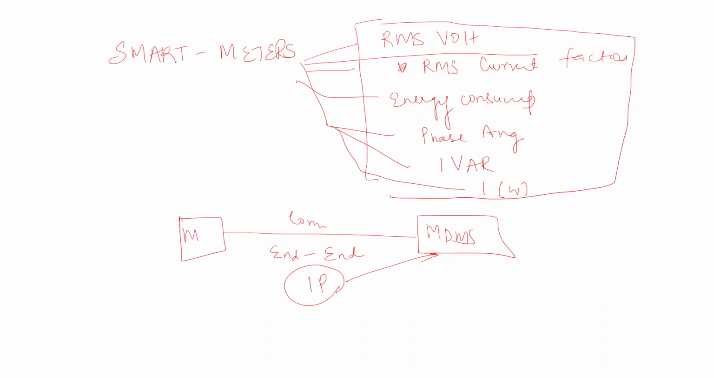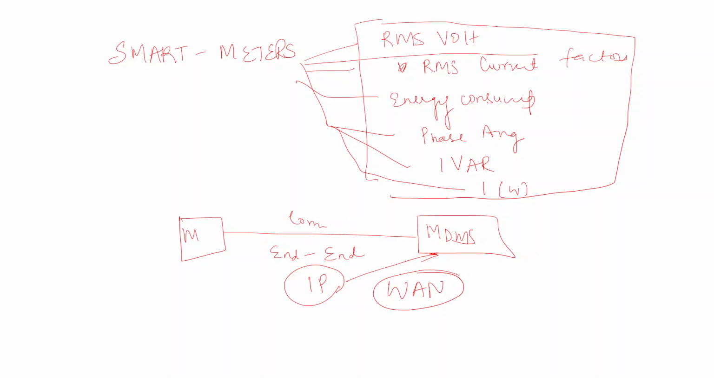Now what happens here is this: there are actually smart meters, and they are generally connected to a wide area network. Okay. So this is how the advanced metering, or we can say smart meters, generally send their data. Okay.